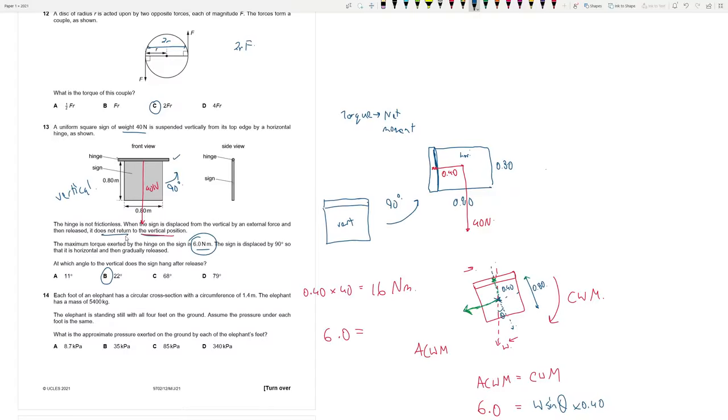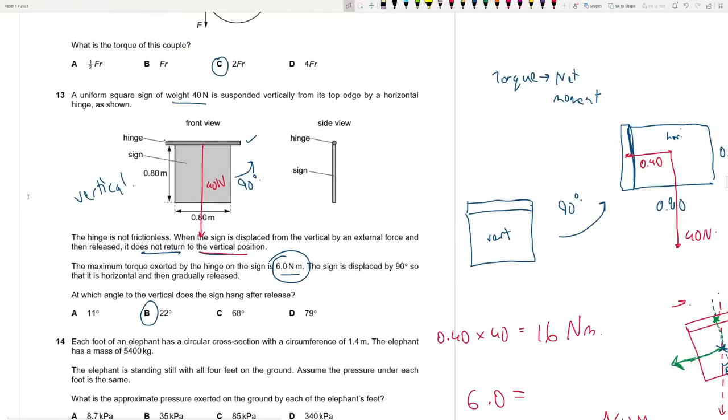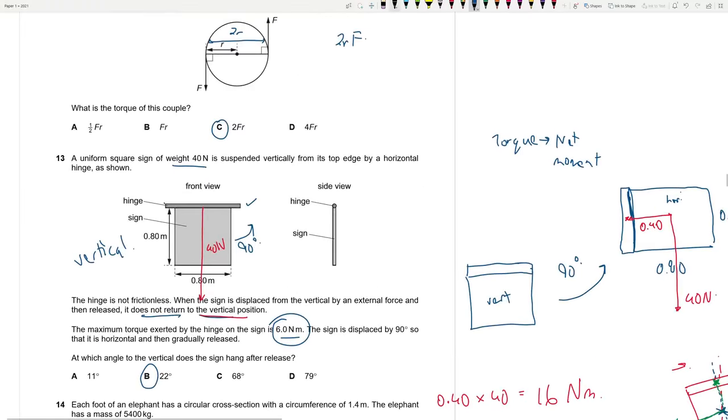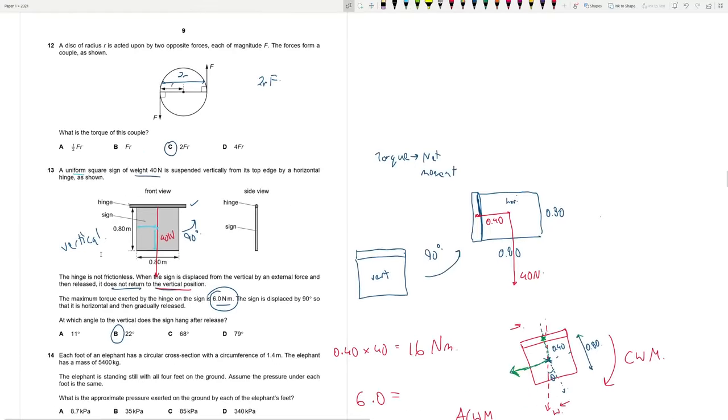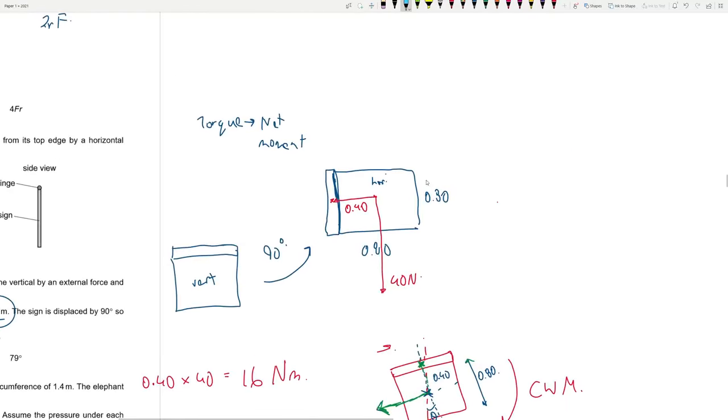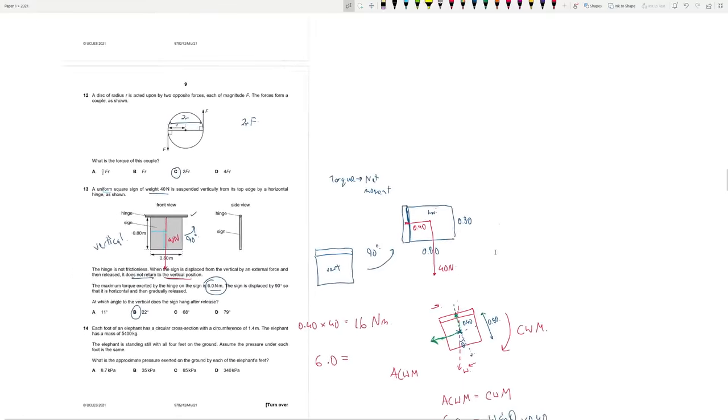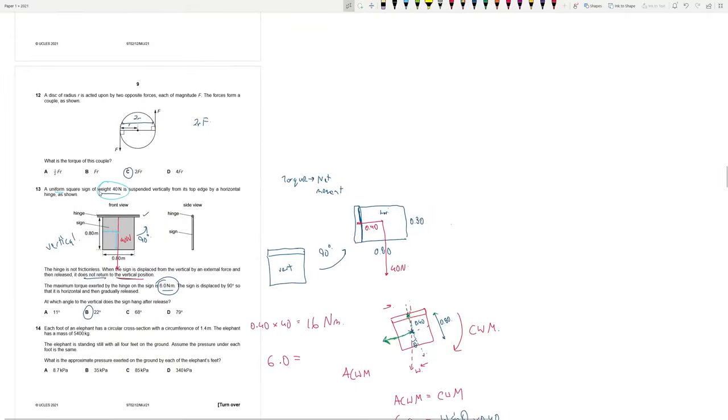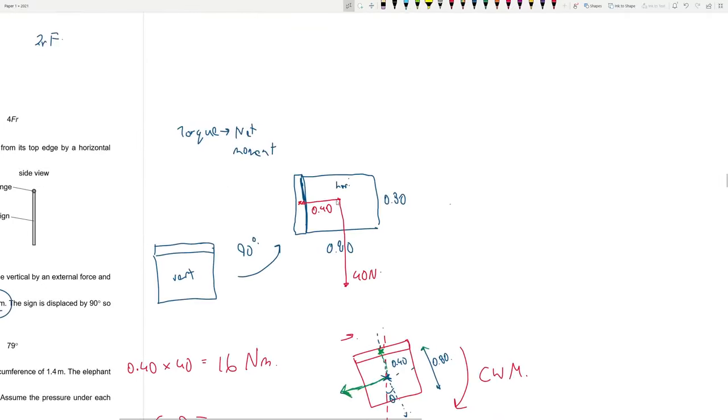Okay, so how is the moment going to act, and what is providing the moment? The moment is provided by the weight of the sign. Since it's uniform, the weight will be acting at the center of mass or the center of gravity, which is the geometrical center, right over here, 0.4 meters from each side, and weight acts vertically downwards. The weight is 40 newtons, it's given in the question, and it's going to act through the geometric center of the object.